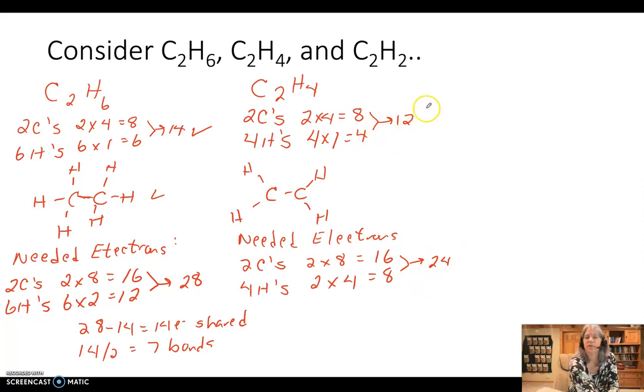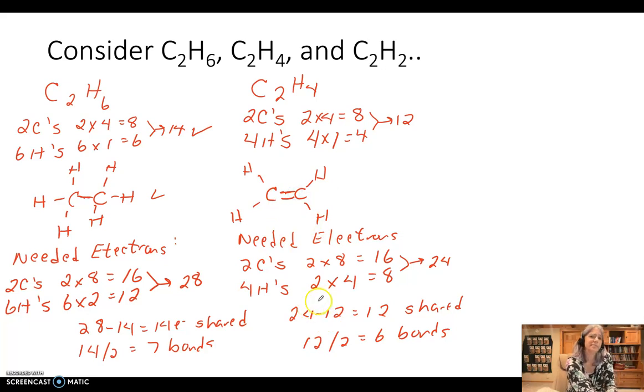There's only 12 available to them. So we have to take the difference to see how many they need to share. 24 minus 12 is equal to 12. So there are going to be 12 shared electrons. And that means there are going to be 6 bonds. So far we have 1, 2, 3, 4, 5. To have 6 bonds, we're going to have to put the other one here in between the 2 carbon atoms, but you can't have more than 2 electrons around your hydrogen.